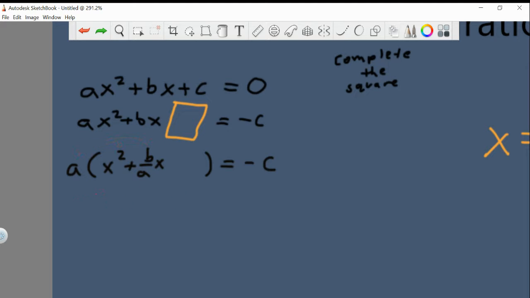It's definitely the biggest leap of faith you have to take when you go through this little proof that we're doing here. And so now again, we're looking for what is the perfect number to add in here that would complete this perfect square.